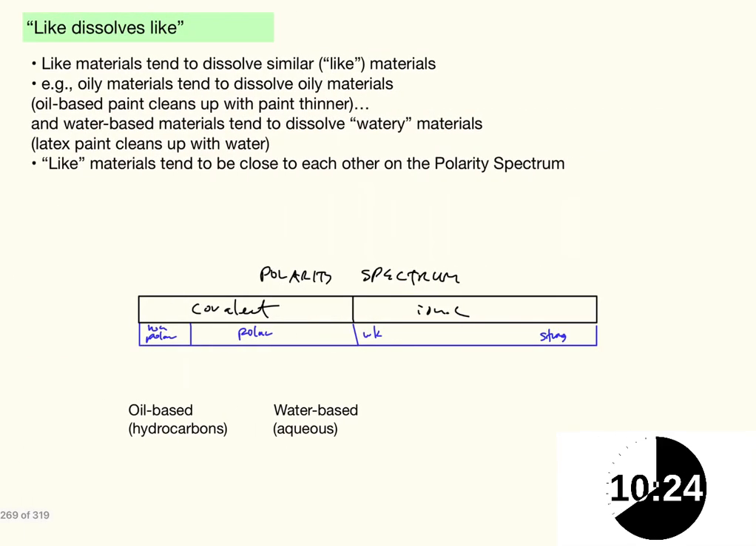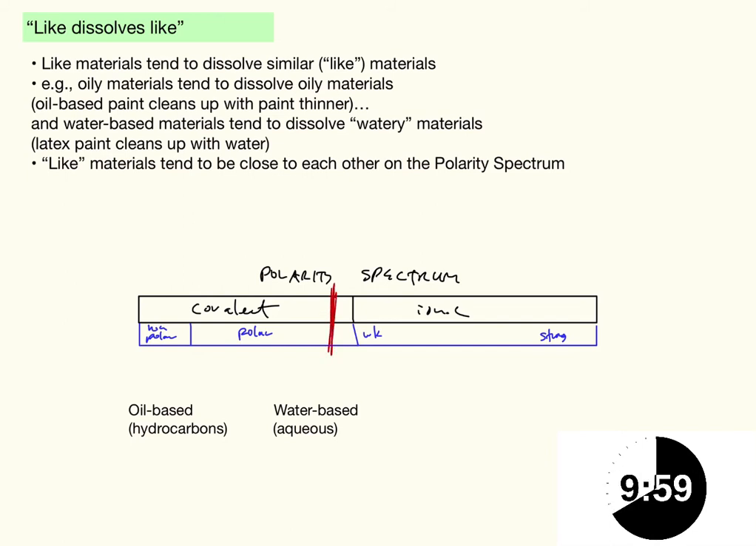Now, let's come back to one more thing, and that is the idea of like dissolves like. It's a very famous saying. So water-based materials tend to dissolve water-based materials and oil-based materials, other oil-based materials, but oil and water don't mix. On the other hand, a salt like sodium chloride readily dissolves in water. How do we explain this? That's where the polarity spectrum comes in. So let's look at this.